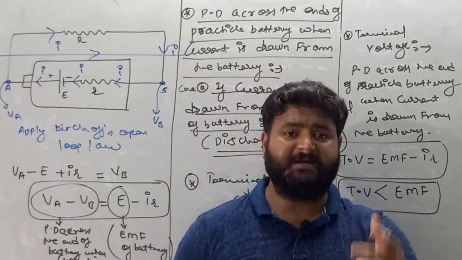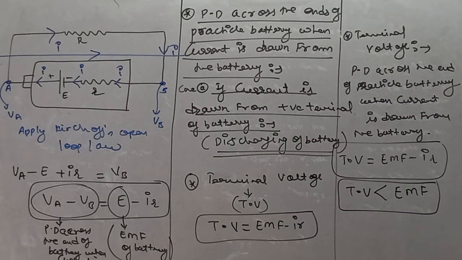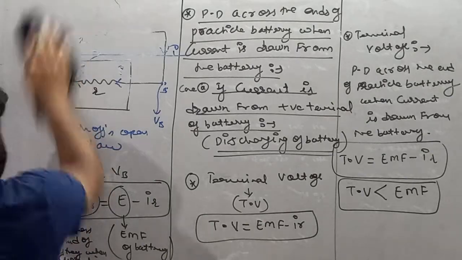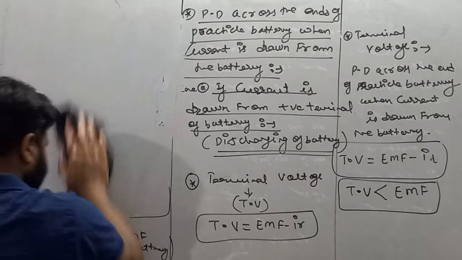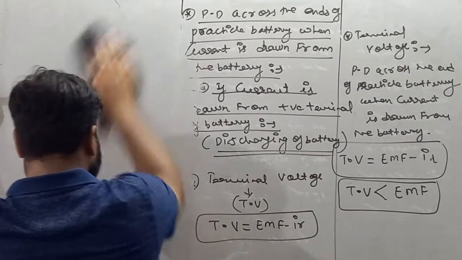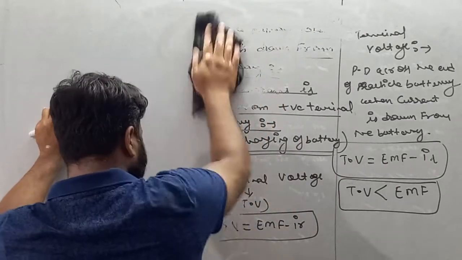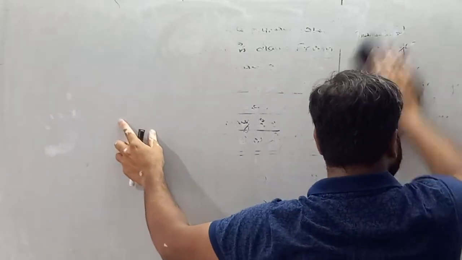And second point, write down, under discharging situation of battery, current is drawn from positive terminal of the battery. Current is drawn from positive terminal of battery.